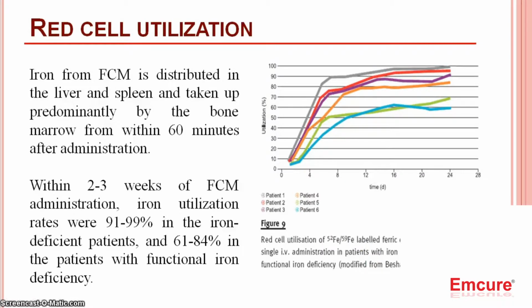Now what is the utilization by the red blood cells? When iron FCM is administered to a patient with iron deficiency anemia, FCM is distributed in the liver and spleen and taken up predominantly by the bone marrow from within 60 minutes after administration. And within 2 to 3 weeks of FCM administration, iron utilization rates were 91 to 99% in iron deficient patients, and 61 to 84% in patients with functional iron deficiency.